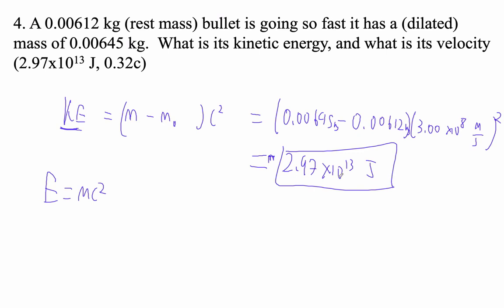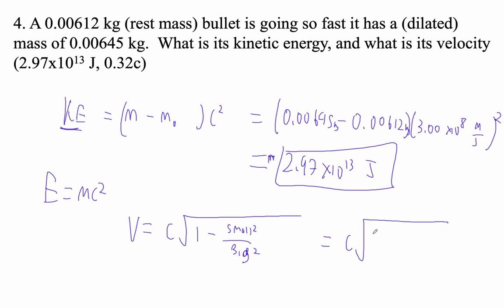How fast is it going? Velocity is going to be c times the square root of 1 minus small quantity squared over big quantity squared. So it's going to be c times the square root of 1 minus 0.00612 squared over 0.00645 squared. Be very careful that you use the whole rest mass and the whole dilated mass for this.